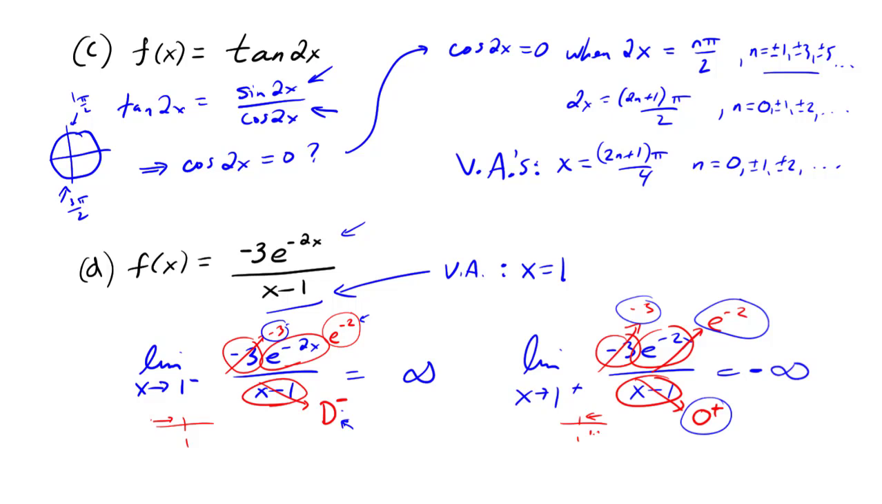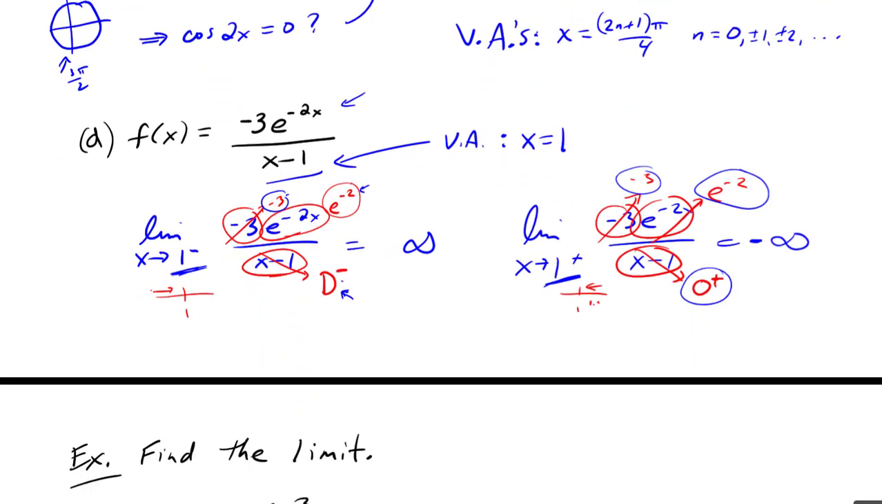So one of the reasons I did this problem is a lot of people look for patterns and they think, oh, if I'm going to a number from the left, it must be negative infinity. If I go to a number from the right, it must be positive infinity. That's not true. That just happens in a lot of examples, but you have to work it out entirely.